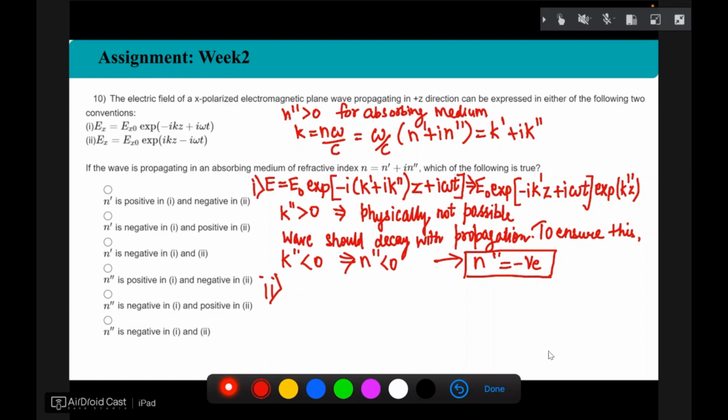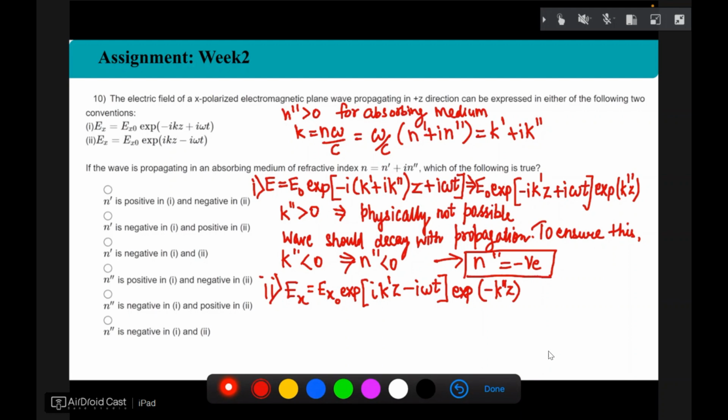In the second case, we have given E naught equals a x naught exponential iota kz minus iota omega t. So if we substitute this in the equation, we will get exponential iota k prime z minus iota omega t into exponential minus k double prime z.